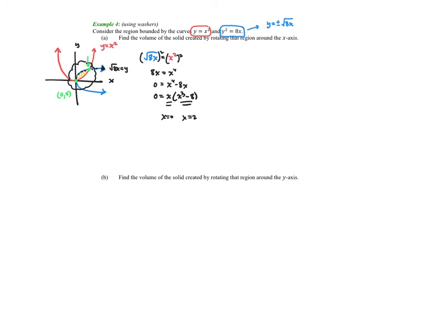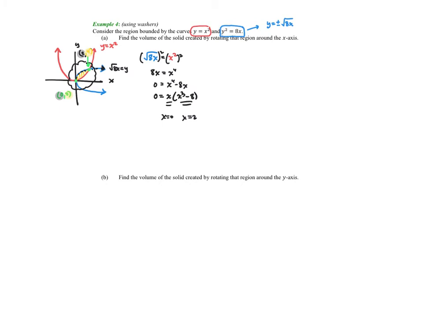So this is the value x equals 2, and if I plug in a 2, I end up getting a 4 out. So at least in part A, I'm going to utilize the x values from 0 to 2. In part B, I'm going to utilize the y values. I'm going to go from 0 to 4. So let's do some work here.